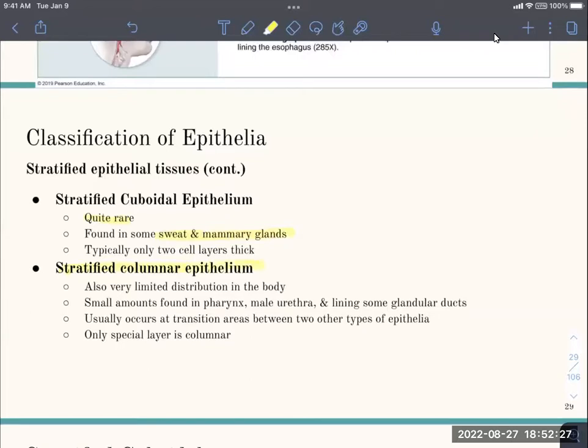We have stratified columnar epithelium. It's also very limited in the body. There's not many. It can be found in the pharynx, male urethra, and lining some glandular ducts. And it usually occurs in areas of transition from one type of epithelium to another.